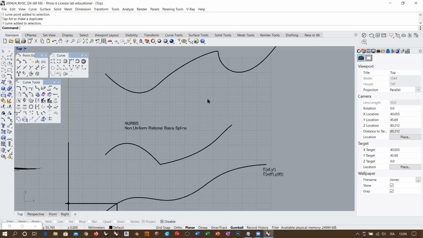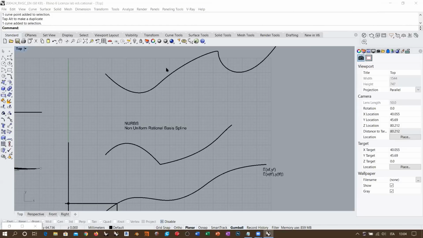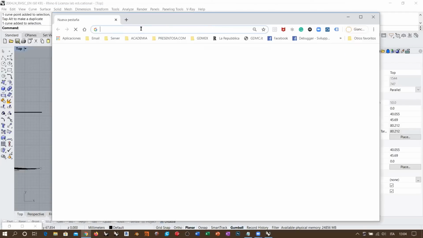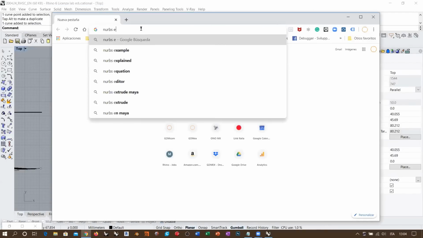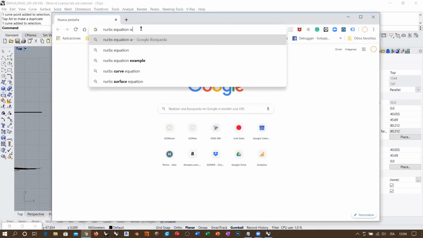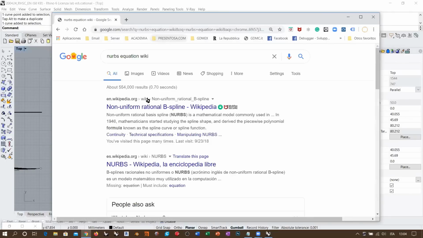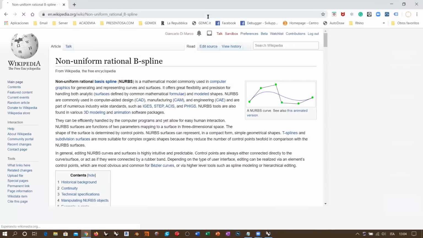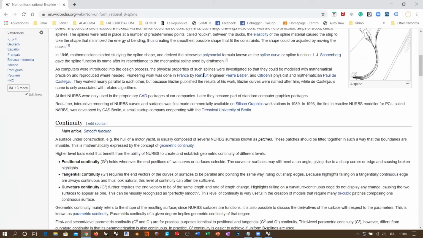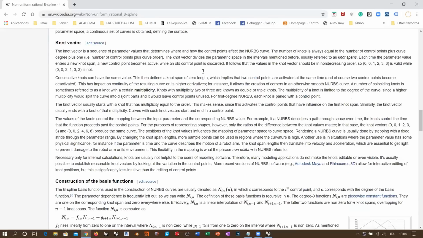Yes, look, if you want to take a look at the equation, I think it was Wikipedia or something that has a nice description. Actually, you can see it. We can take a look at this. NURBS equation with non-uniformity of the spline. I think there is quite a good description here of this.